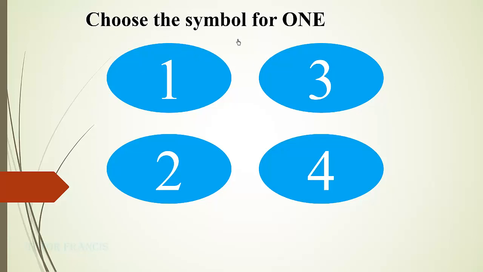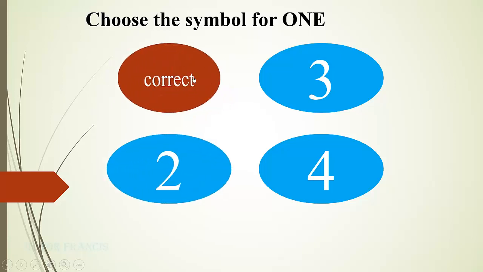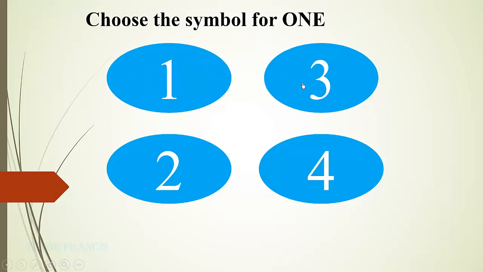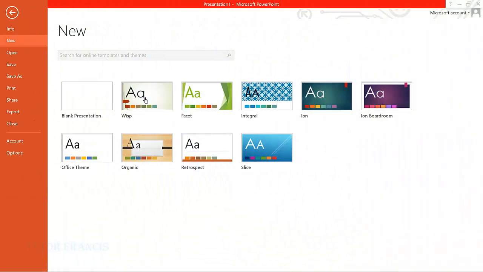You want to make a free playing card game for students, something like this. Choose the symbol for one, and if you click, it will tell the student whether it's correct or wrong, something like this. So that is what you're going to do in this video using Microsoft PowerPoint.